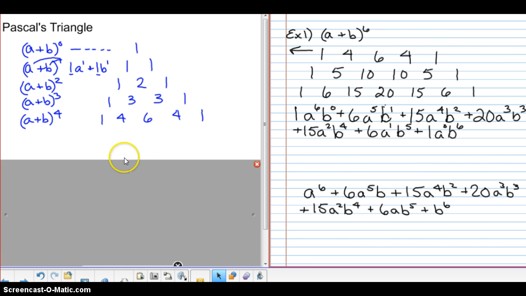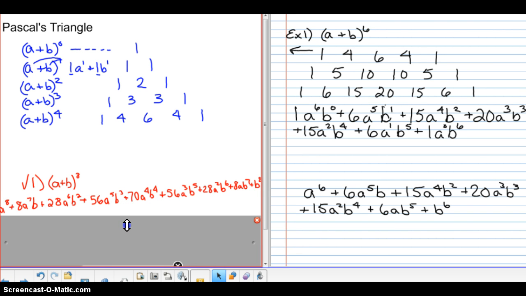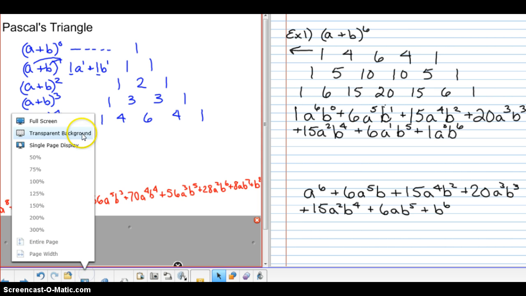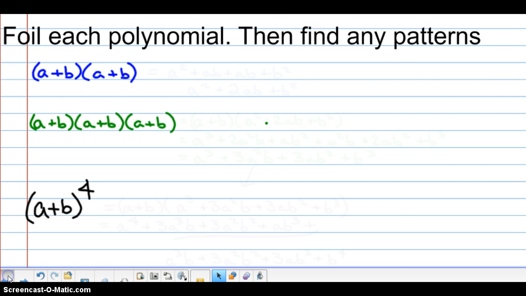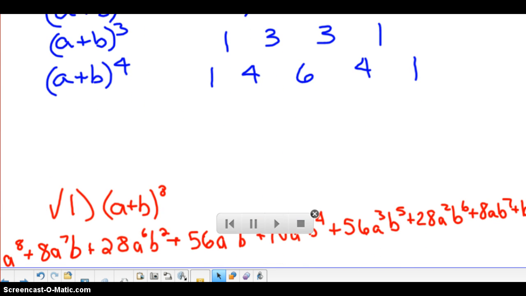Now you should try check 1. A plus B to the 8th power. Push pause right now so you can work on it. The answer to this is the following. It is also in the back of your book.